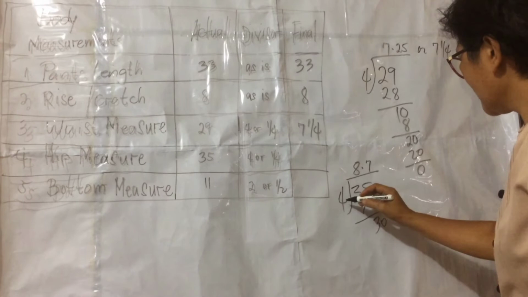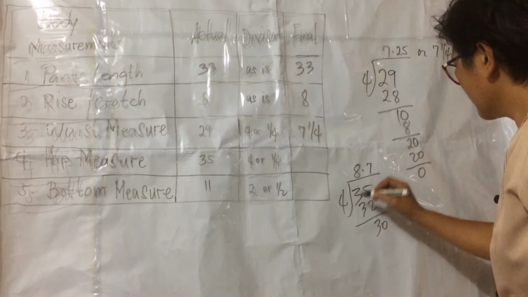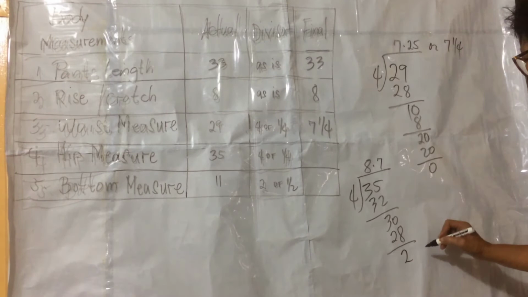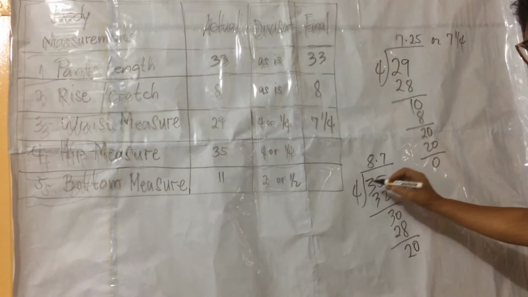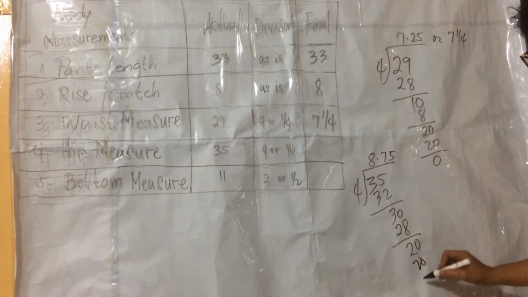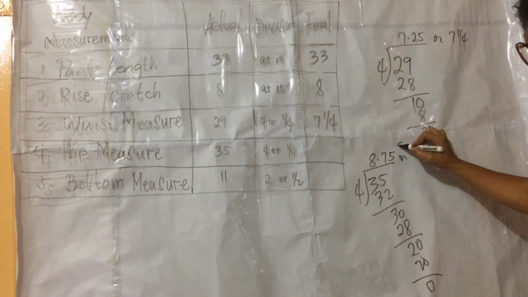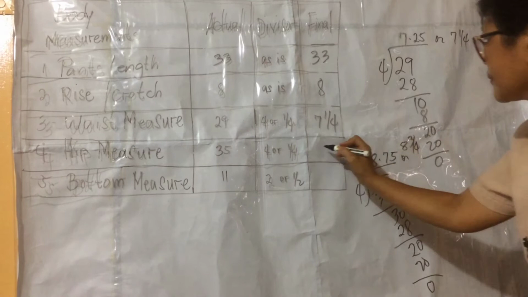7 times 4 is 28. 30 minus 28 is 2. Add 0. 20 divided by 4 is 5. 5 times 4 is 20. 20 minus 20 is 0. The answer is 8.75 or 8 and 3/4. 8 and 3/4.